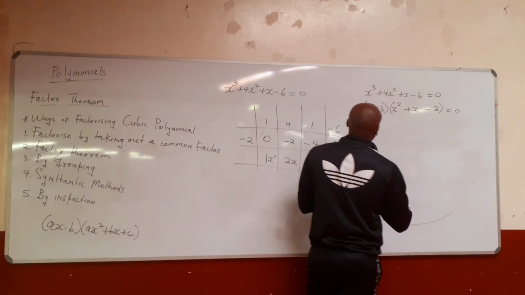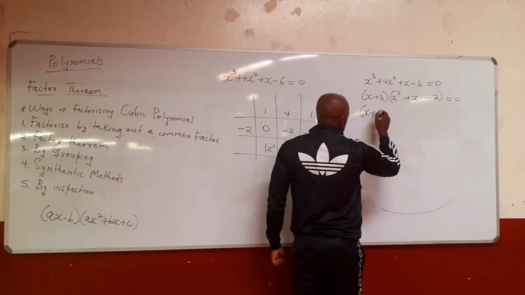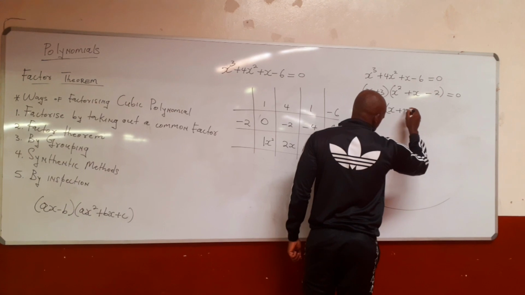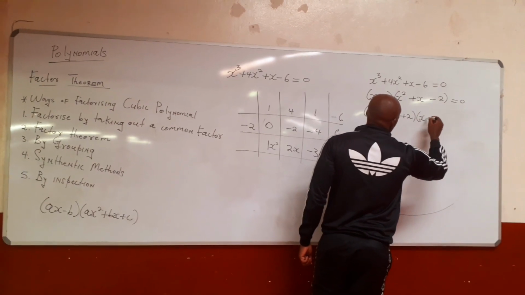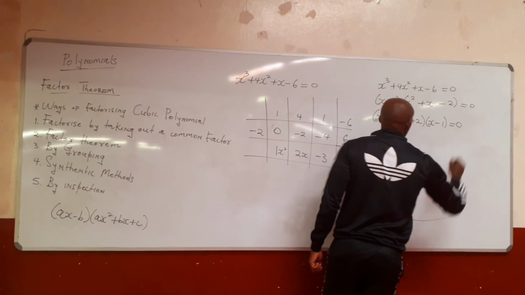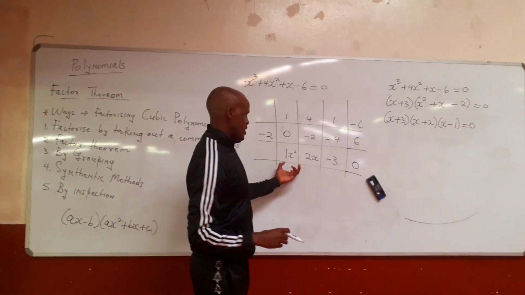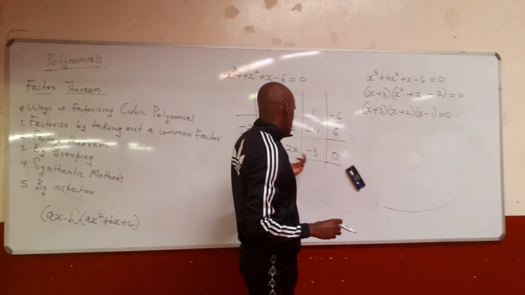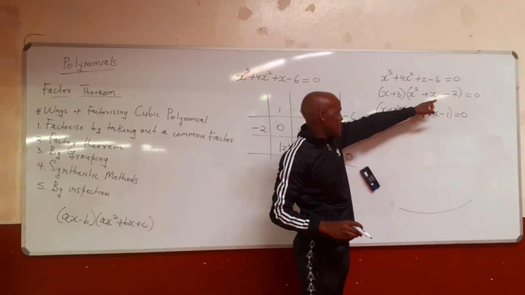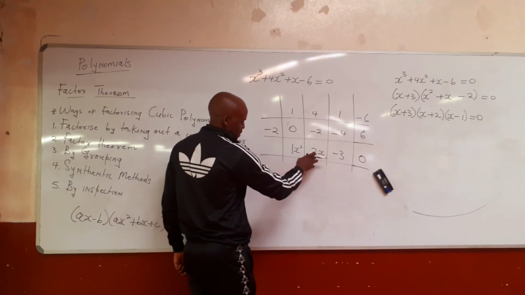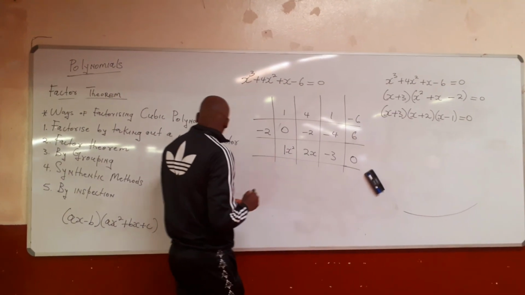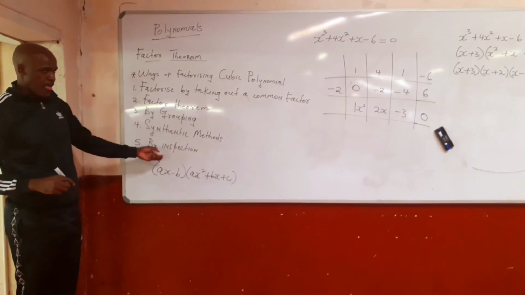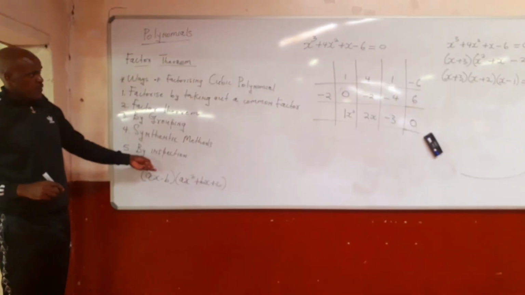Let us complete this. It's x plus 3 into x squared plus x minus 2, that is x plus 2, x minus 1. This is equal to 0. Same as here. But when you look at the second bracket, since we've started with x plus 3 here, it's no longer the same as that one. We've got x squared plus x minus 2, whereas here we had x squared plus 2x minus 3. Right, that was factorizing by inspection. So for now, let's stop there.